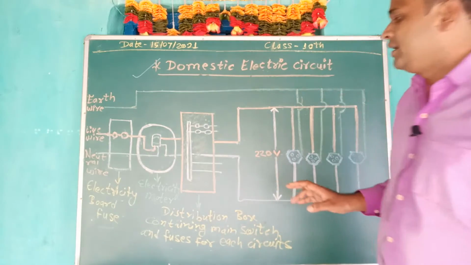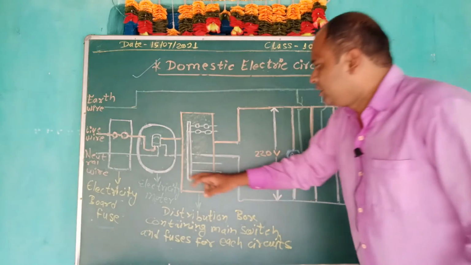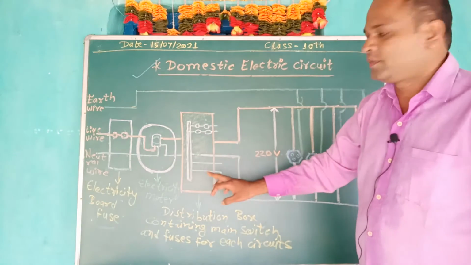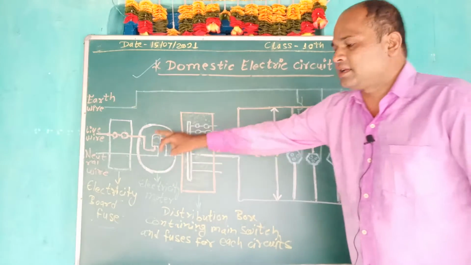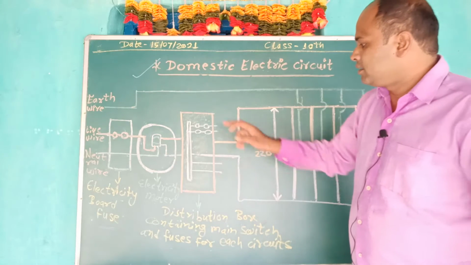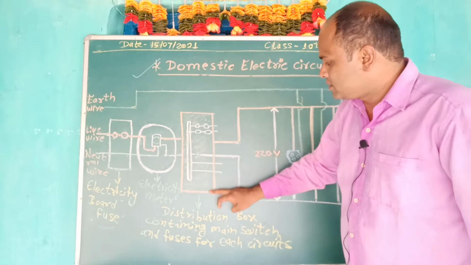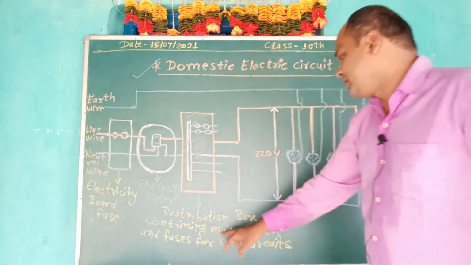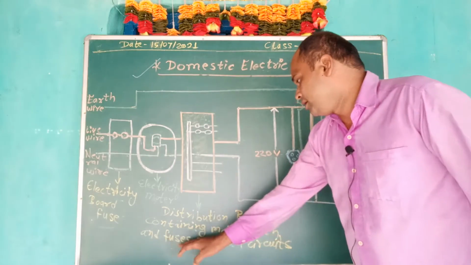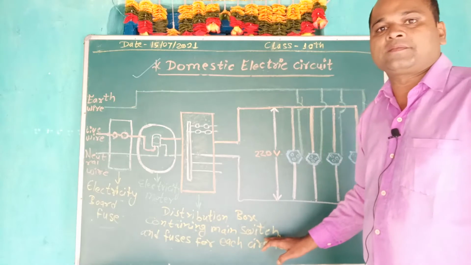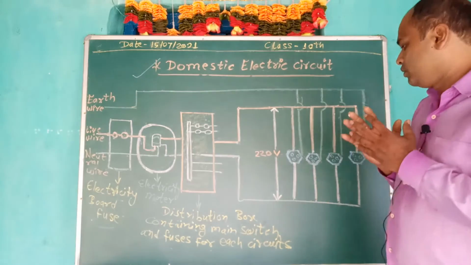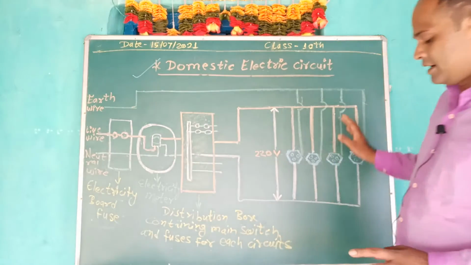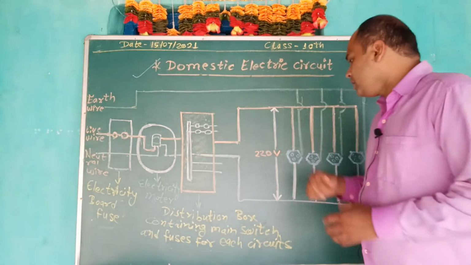After that, this circle box is the electricity meter. After that, this rectangle box is the distribution box containing the main switch and fuse for each circuit. I hope you understood this schematic circuit diagram.